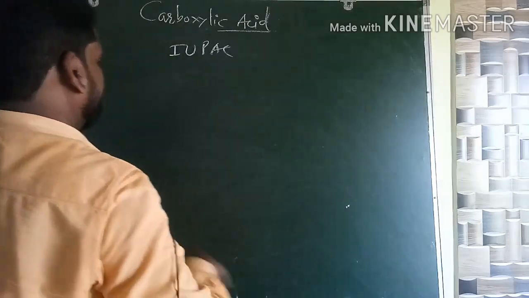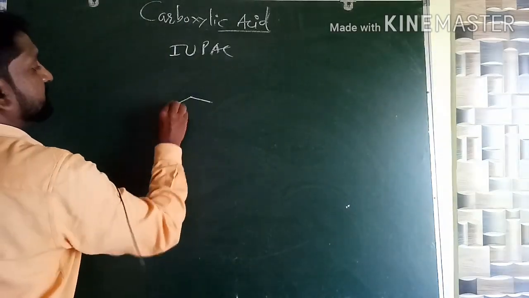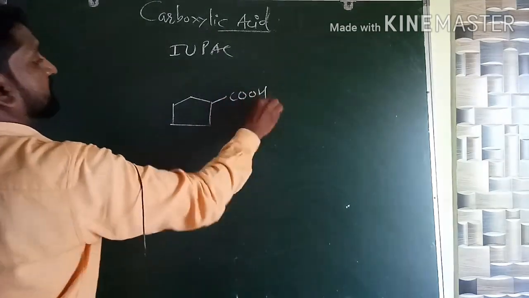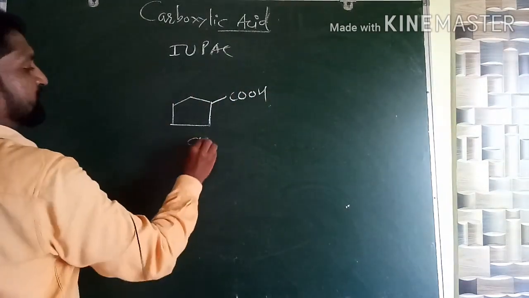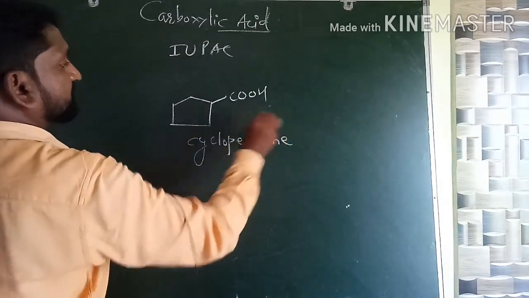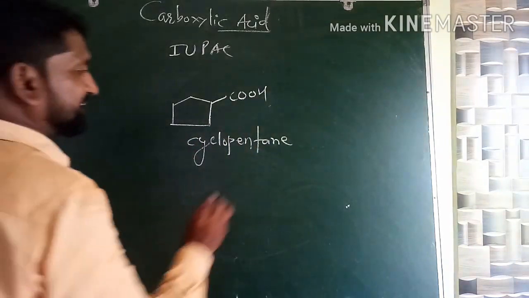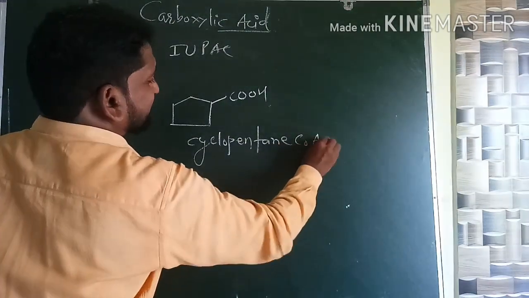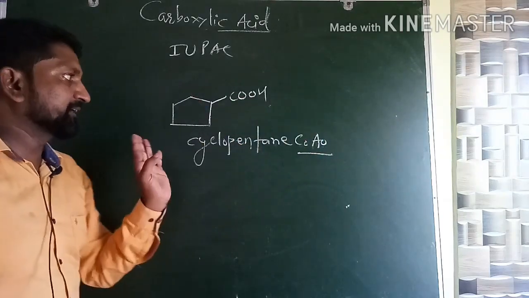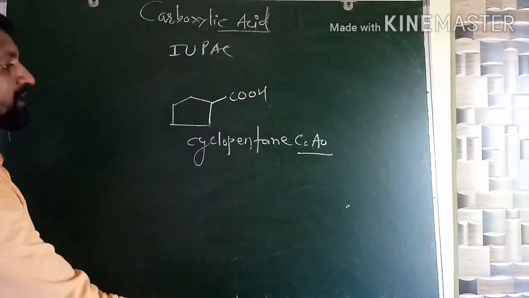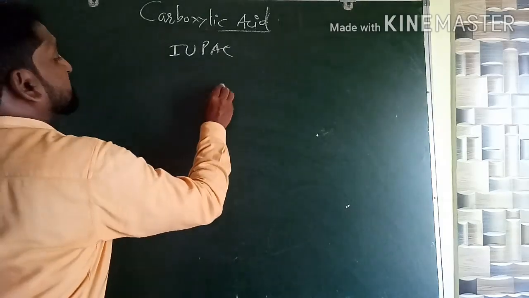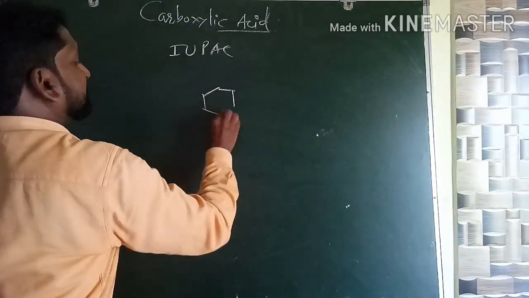Next. What is this? Miscellaneous case. Cyclopentanecarboxylic acid. Don't write like this, okay? These are abbreviations. You have to write the full name. Cyclopentanecarboxylic acid. Okay. Next, some bifunctional cases like this.